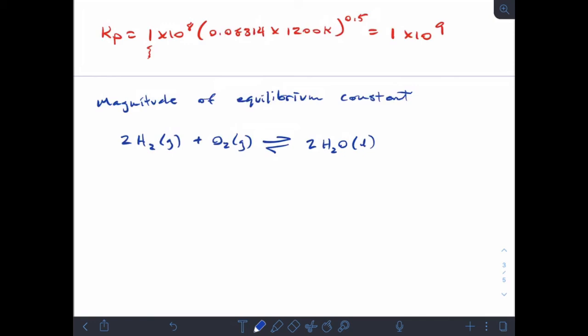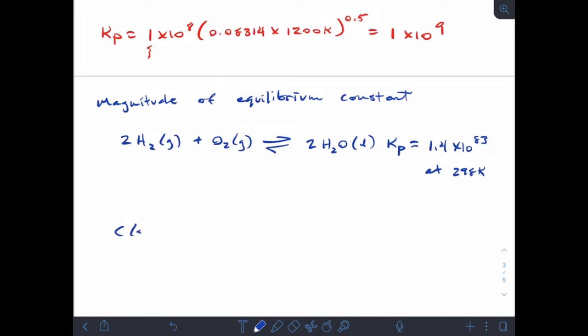And the value for Kp for this expression, why did I write Kg? That's kind of funny. Kp, 1.4 times 10 to the 83 at 298 Kelvin, so at room temperature. Okay, that's a very, very large value for Kp.